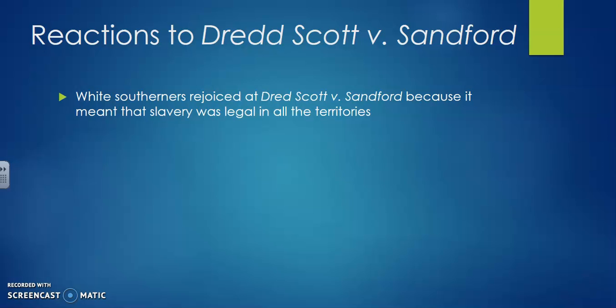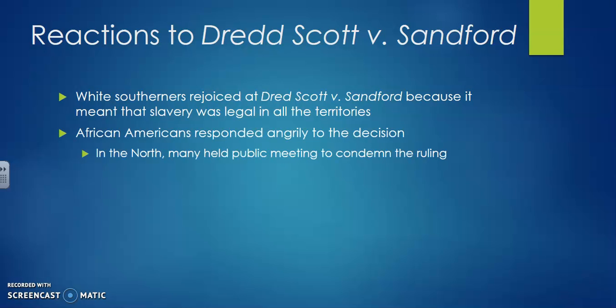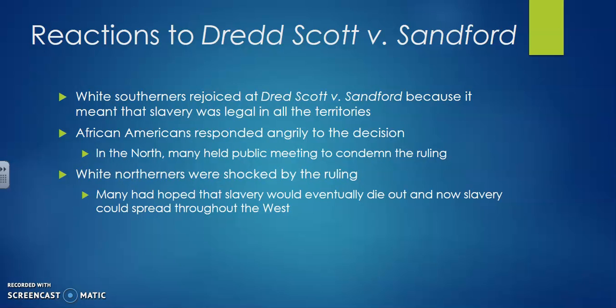White Southerners will rejoice at the Dred Scott v. Sanford decision because it meant that slavery was legal in all territories now. And they really like that idea because now they can really expand their influence. African Americans would respond angrily to the decision. In the North, many would hold public meetings to condemn the ruling, including Frederick Douglass. And white Northerners would be shocked by the ruling. Many had hoped that slavery would eventually die out, and now slavery could spread throughout the West, and there's nothing anybody can do to stop it. And this is what's going to create such a controversy leading in to Section 3, as you will find out.